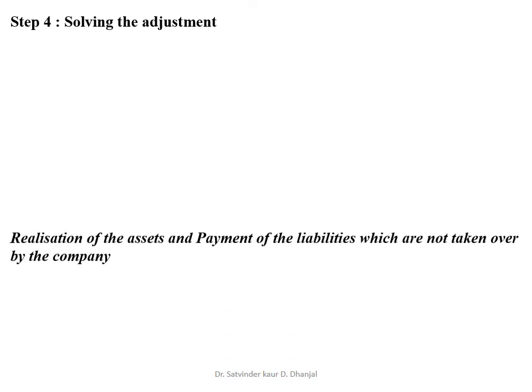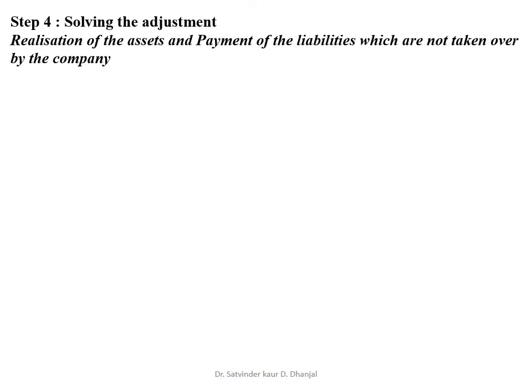Step 4, solving the adjustment. Now step 4 is all about solving the adjustment. Those assets and those liabilities which are not taken over by the company are realized and paid off. So we are going to pass the journal entry for the same. Again, I would like to repeat, those assets and those liabilities which are not taken over by the company are to be realized and are to be paid off. So the journal entry for the same is as follows.